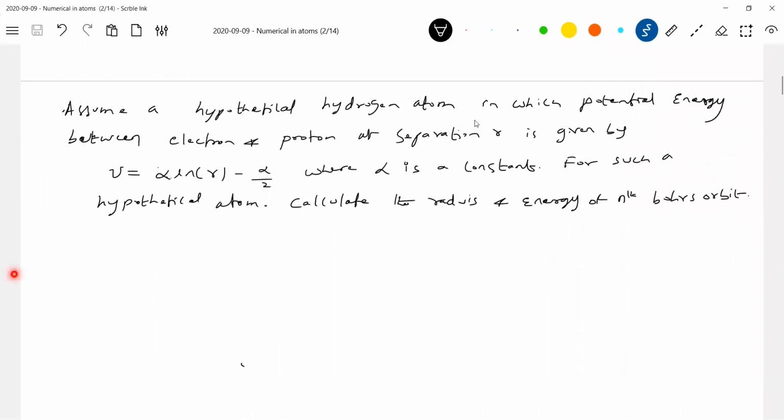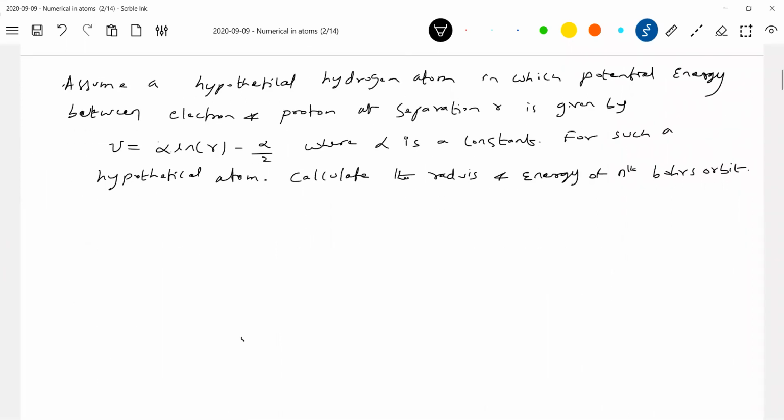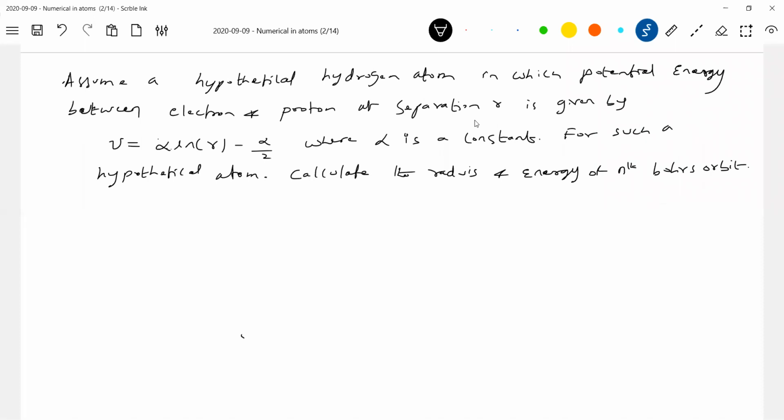Okay, it's a hypothetical atom where the potential energy between electron and proton is given by alpha log r minus alpha by 2, where r is the separation between them. Calculate the radius and energy of nth Bohr orbit. You can apply Bohr's postulates where required. So we have this interaction potential. So if I differentiate this, alpha by r, and alpha is a constant, so therefore this will be 0.